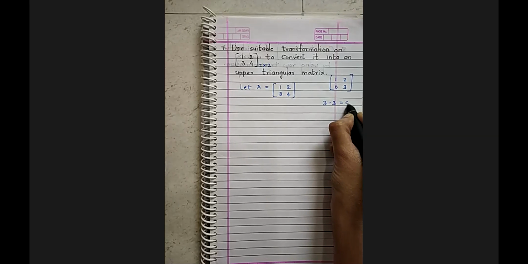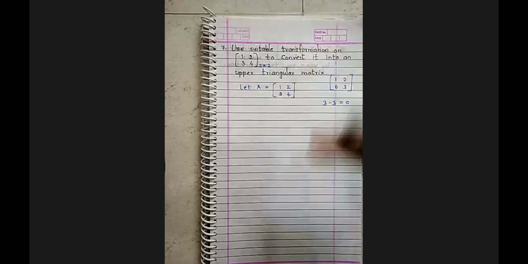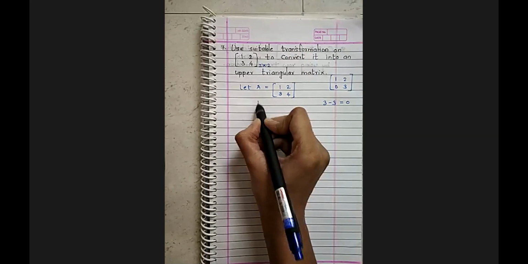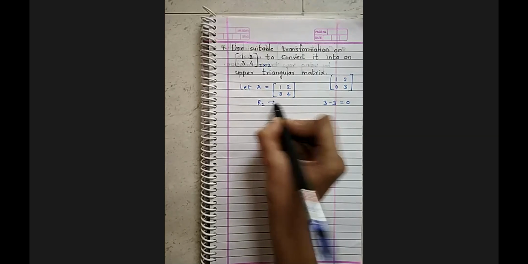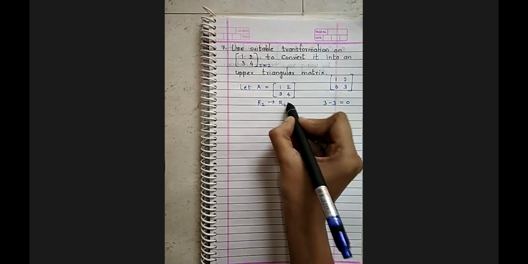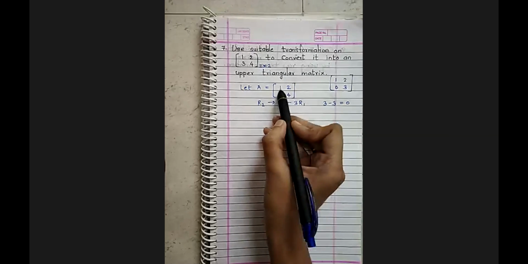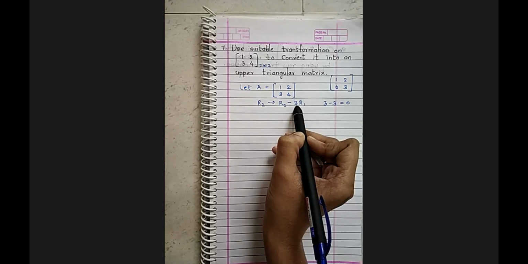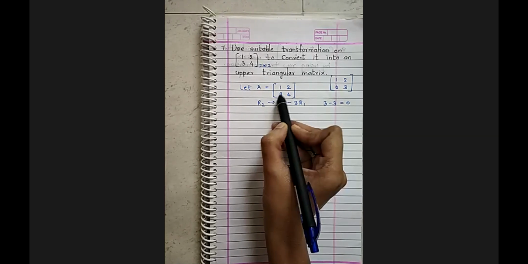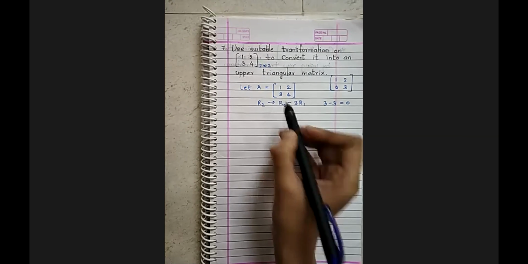So that means I need to take the help of the other row. So I'll use the operation R2 changes to R2 minus 3 times R1. Why did I do this? Because there is 1 over here. If I multiply 3 to 1, it becomes 3. So 3 minus 3, this will become 0.